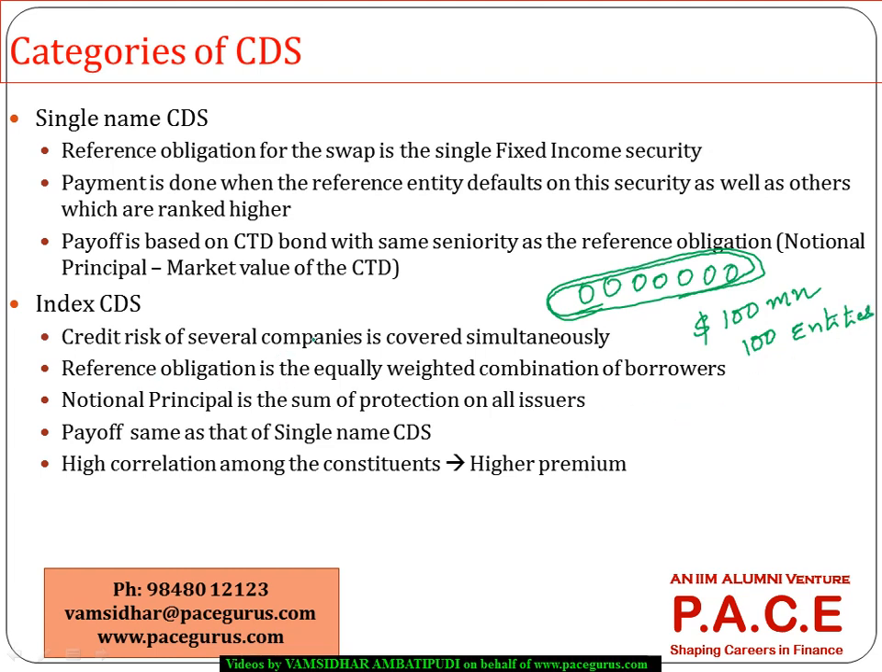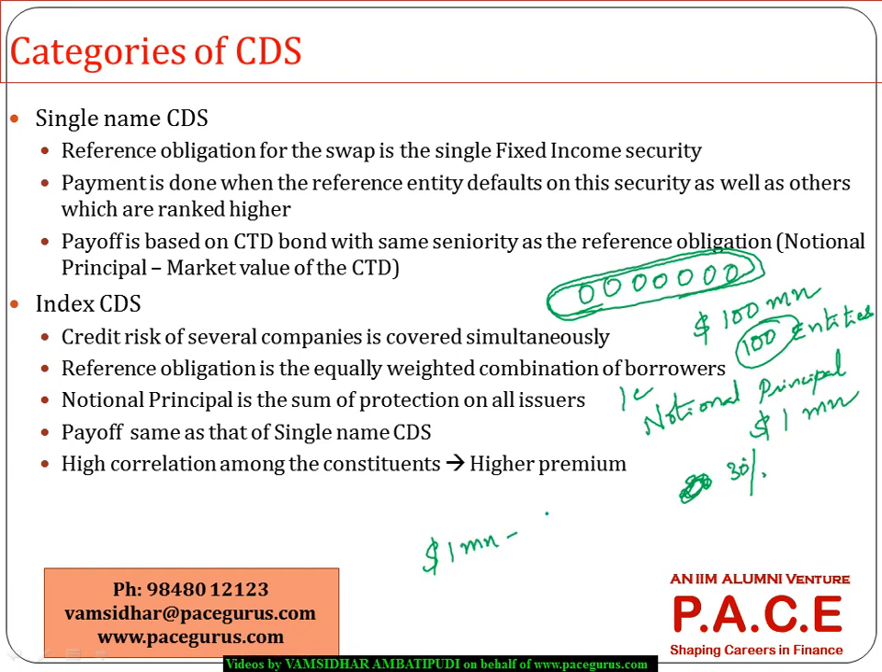Then typically the notional principal for each reference obligation is equally divided. So basically $1 million will be the notional principal for each reference obligation. Let's assume that out of these 100 entities, one entity has defaulted and its CTD is trading at 30% of the par value. This means that for this $1 million, the payoff is going to be 30% lesser, giving rise to 0.7 million, or 700,000, as the payment that would be made in case of the default of this one entity.